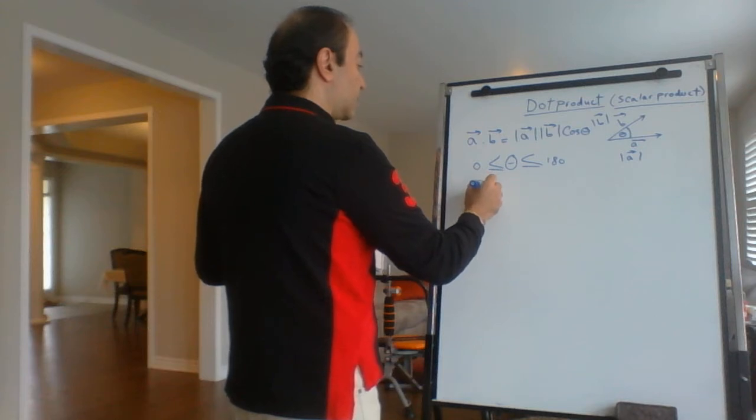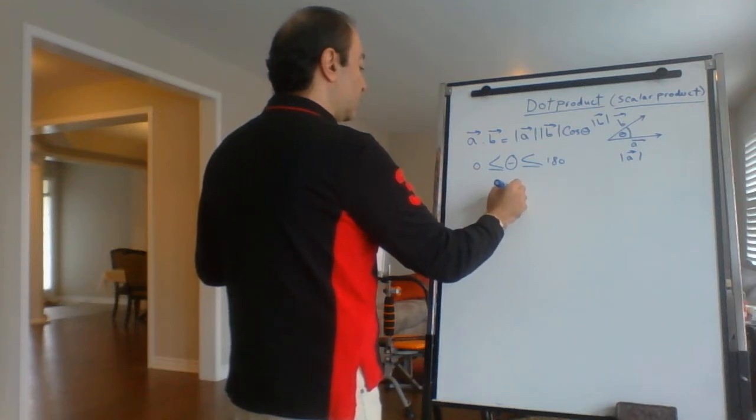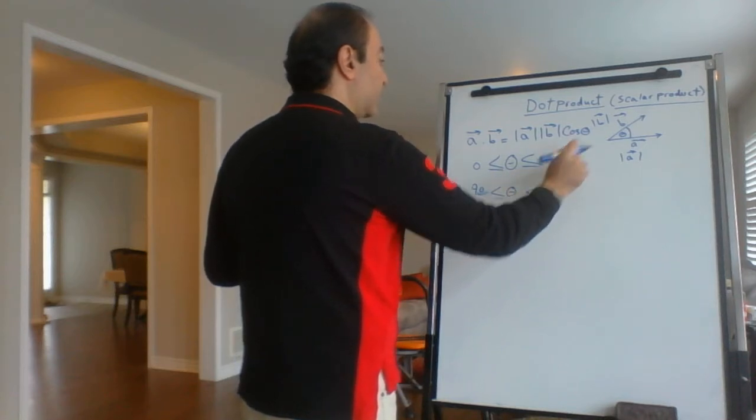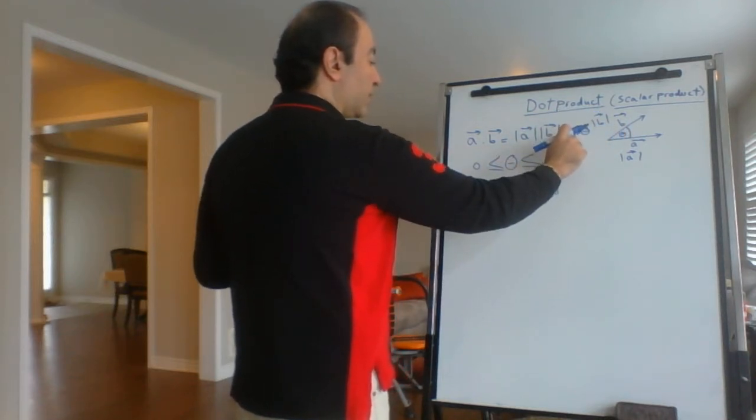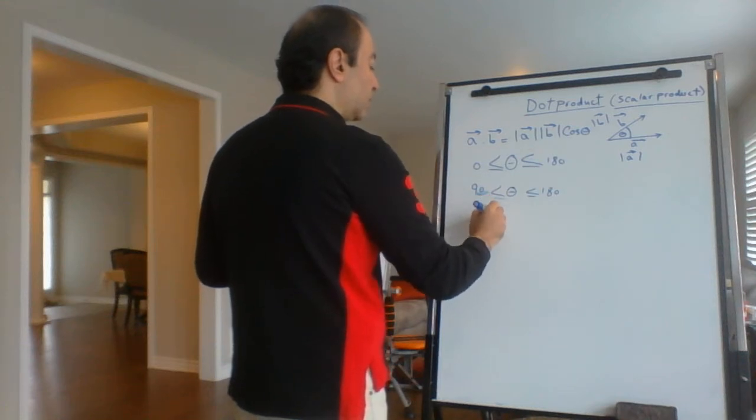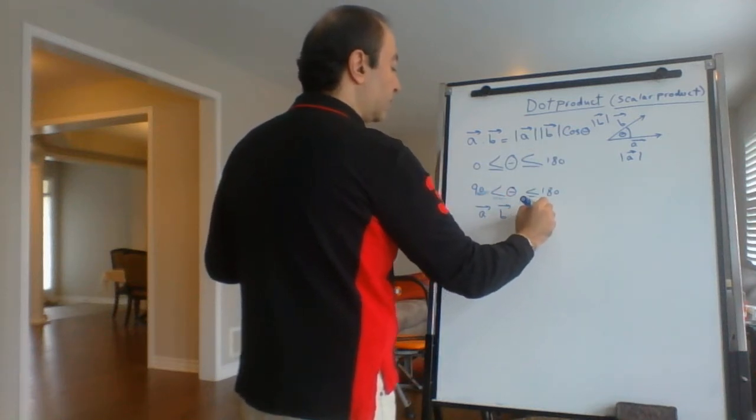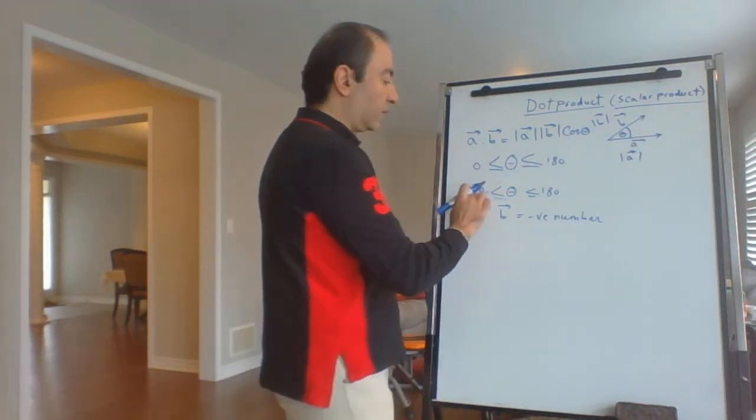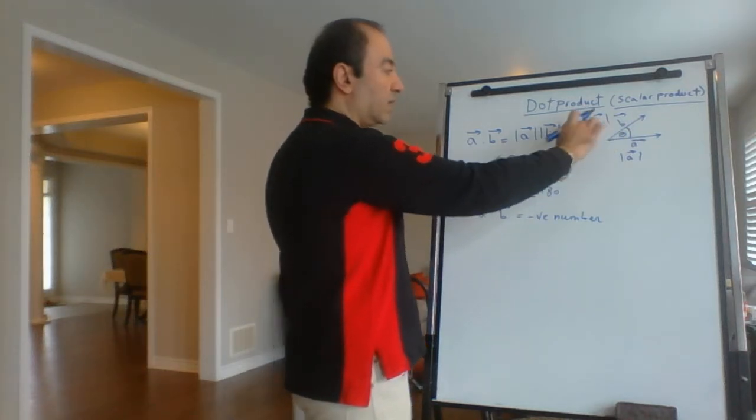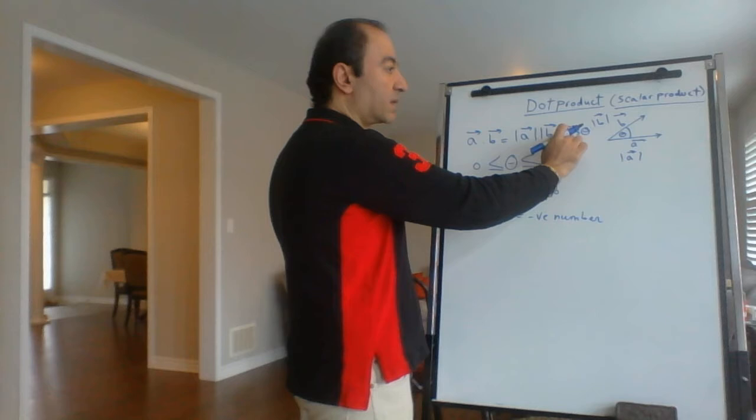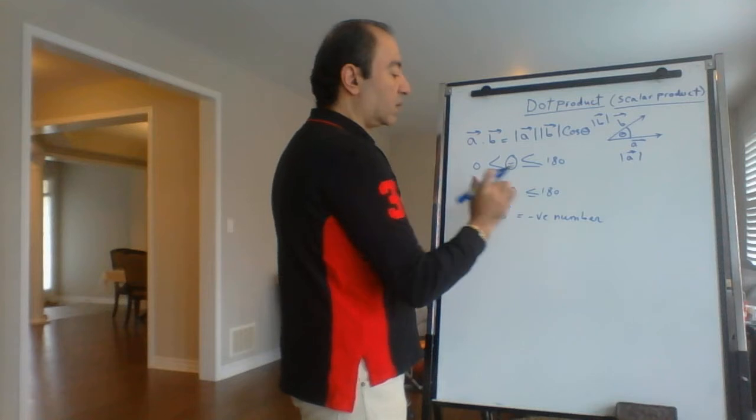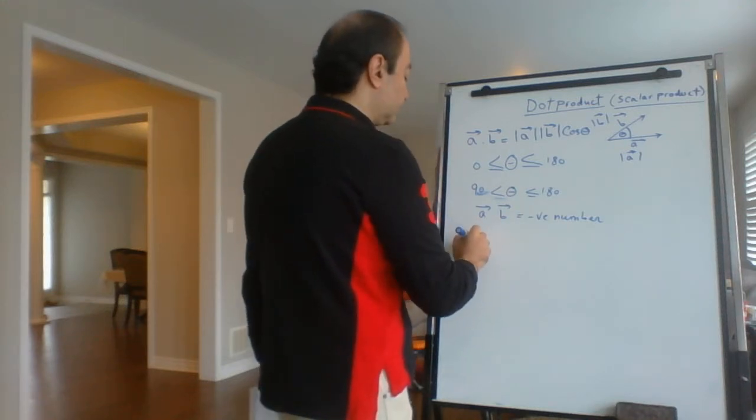If theta is between 90 and 180, that means the angle is in the second quadrant, so the cosine will be negative. So A dot B in this case will be a negative number. Again, if the angle is an obtuse angle, so theta is in the second quadrant, cosine of an angle in the second quadrant is negative. So negative times positive will give us a negative.